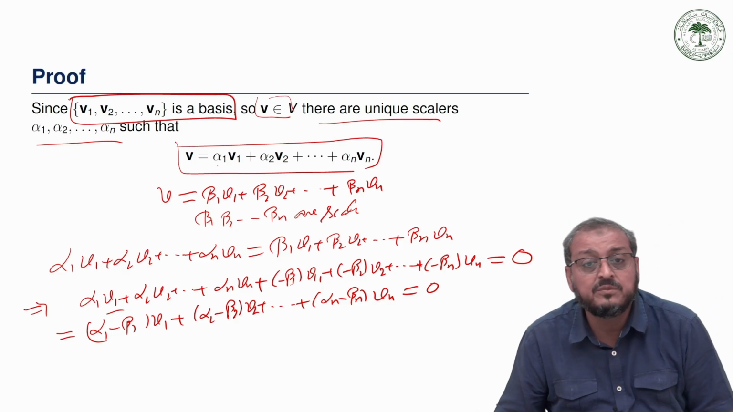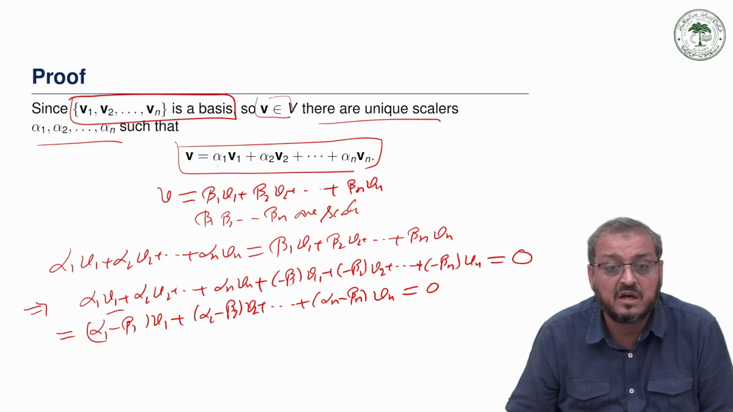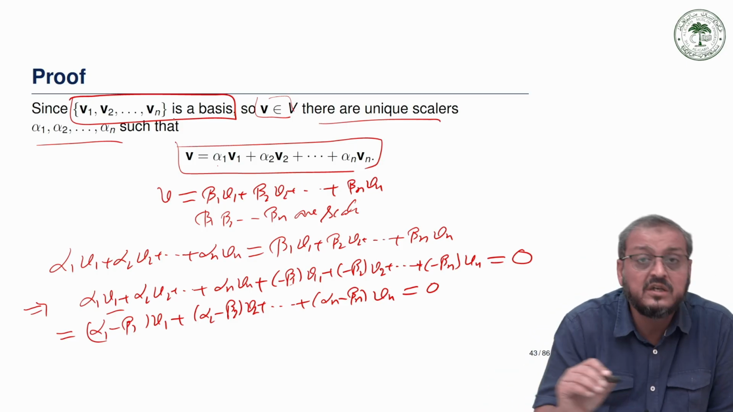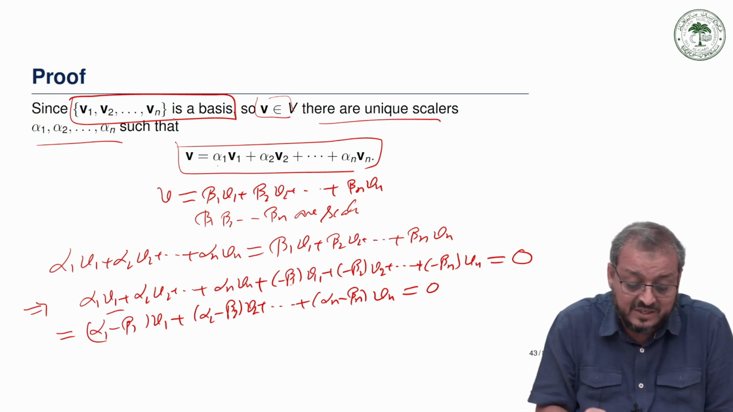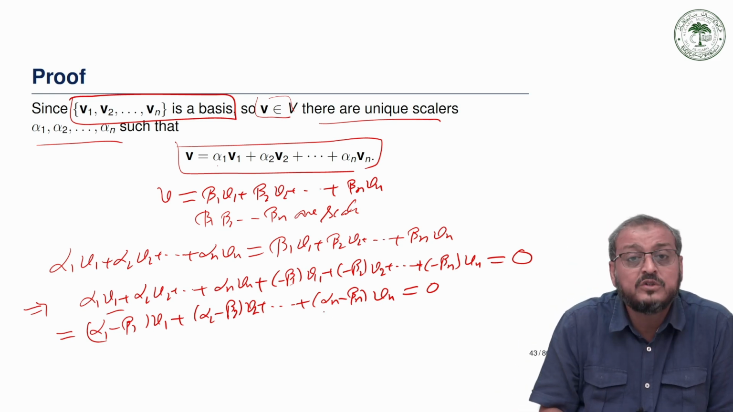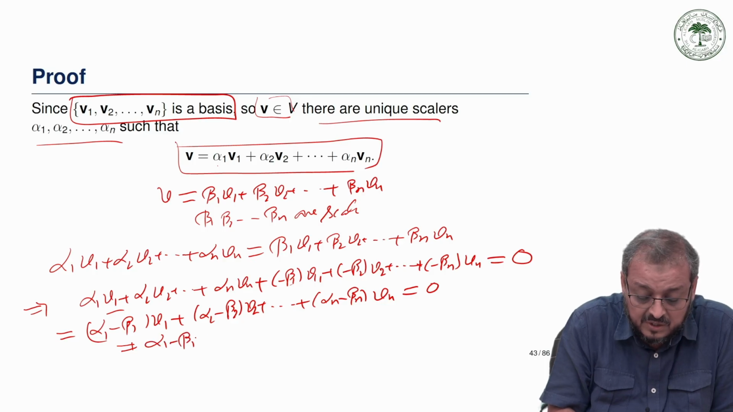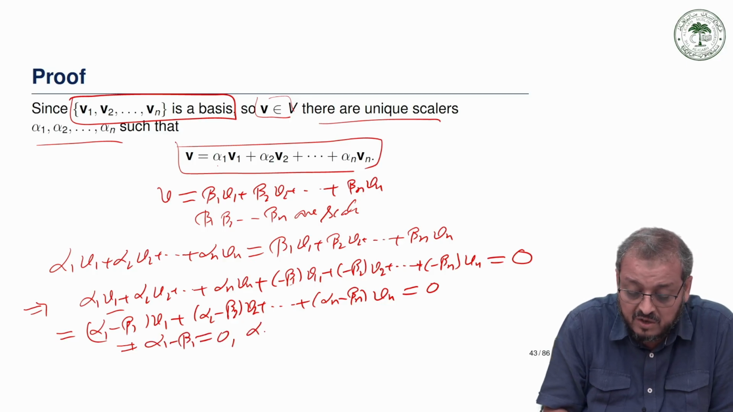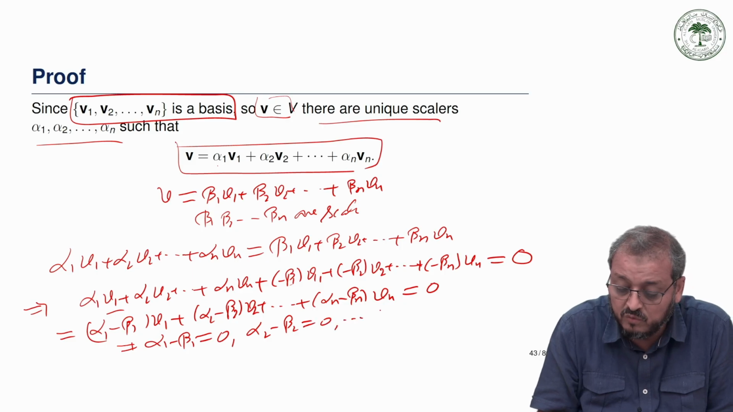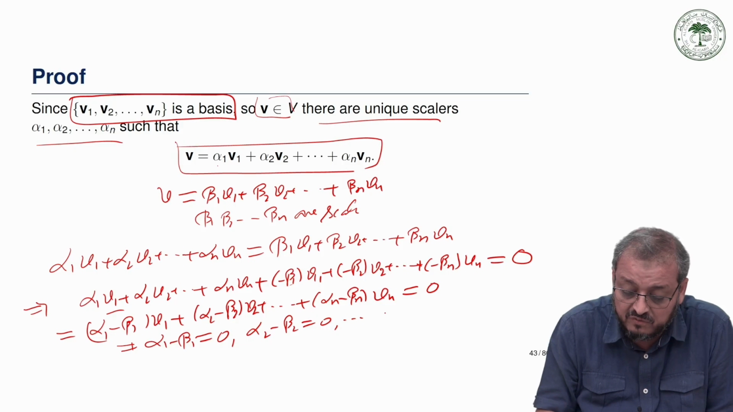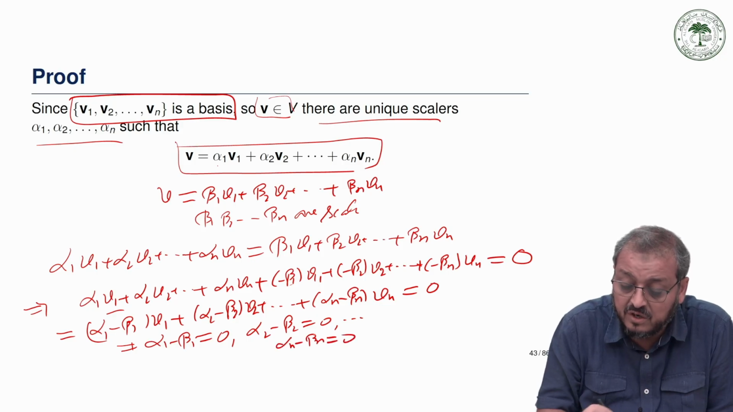If it is a basis, it means this set of vectors is linearly independent. If v1, v2, ..., vn is linearly independent, then their scalars must be 0. So this implies that alpha 1 minus beta 1 is equal to 0, alpha 2 minus beta 2 is equal to 0, and in the same fashion alpha n minus beta n is equal to 0.